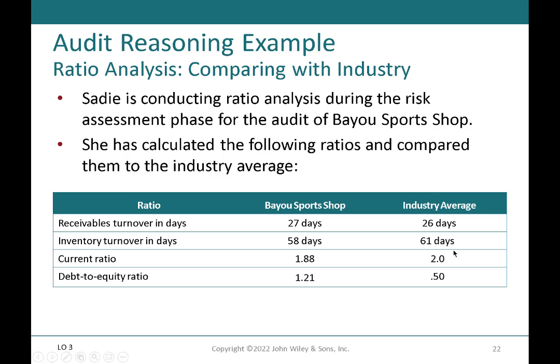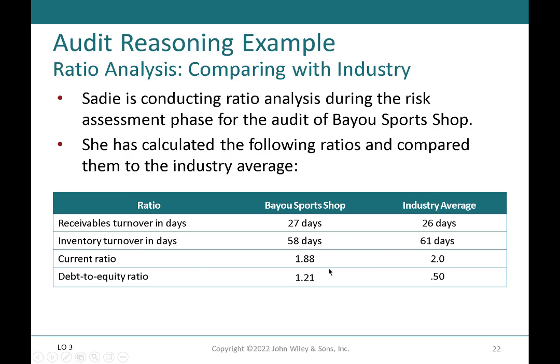So let's say a company did an analysis of a client, and they came up with these numbers, and they're comparing the company, in this example, Bayou Sports Shop, with industry averages. And notice we have things like receivable turnover in days. This is a good indicator of a company's credit policy, or folks paying their bills on time. Then we see inventory turnover in days. This is a measure of inventory management. And in both cases, you can compare Bayou versus the industry. Their numbers are slightly different, but no major differences there.